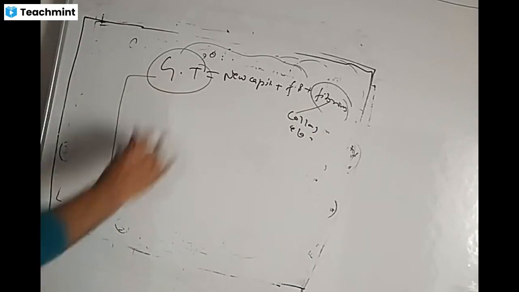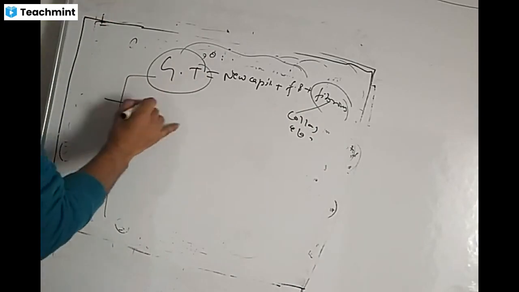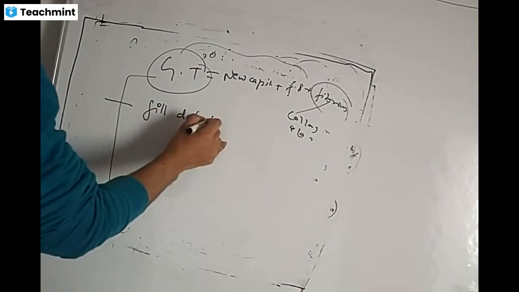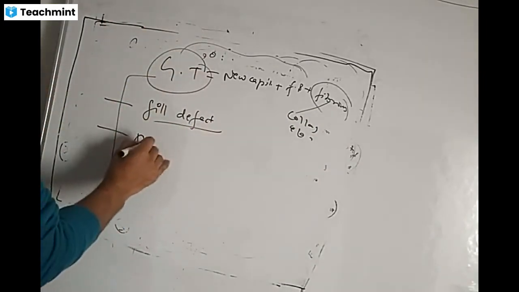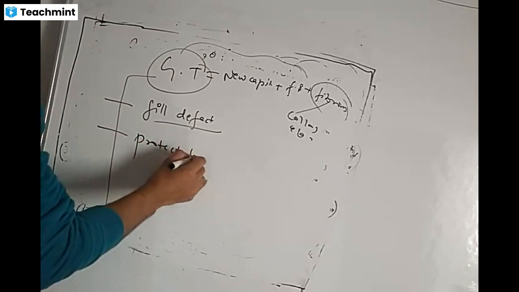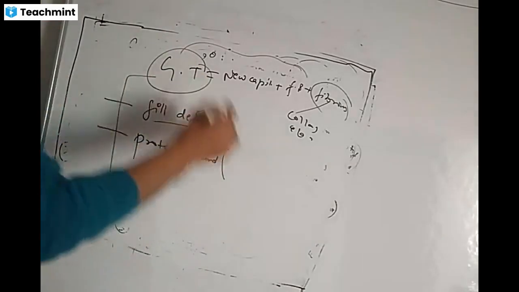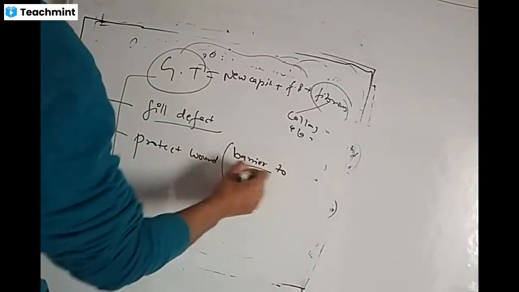The role of this granulation tissue. It is found in a large irregular boundary wound. The role is to fill the large defect. The second role is to protect the wound. It means this granulation tissue will act as a barrier to infection.